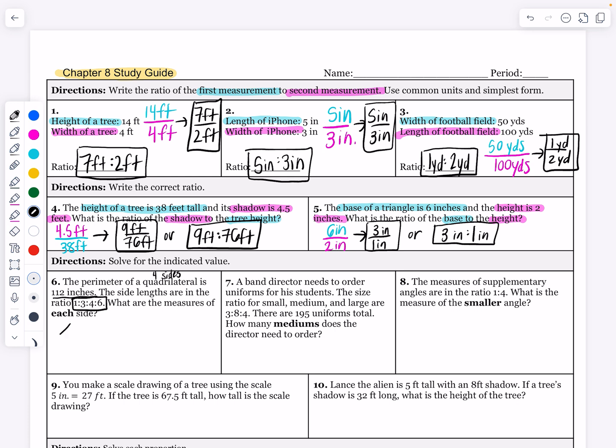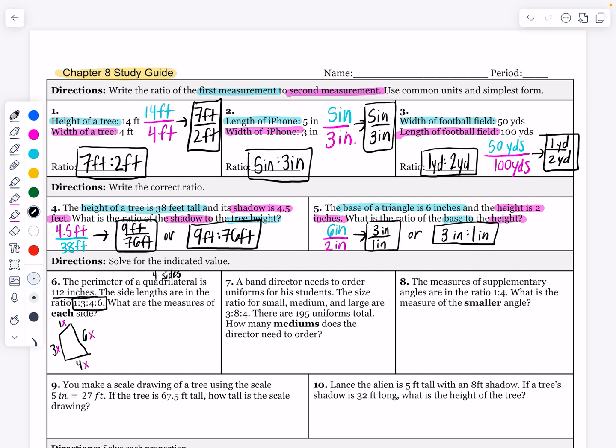I like to draw a picture. We don't know what this quadrilateral looks like, but I'm just going to sketch one that has 4 sides. So it's not that each side is 1, 3, 4, and 6. It's that they have been reduced to 1, 3, 4, and 6. I'm going to put an X next to each of these things. The original is going to be multiplied by what we find that it has been reduced by. So it says the side lengths are in the ratio of 1 to 3 to 4 to 6. What are the measurements of each side?